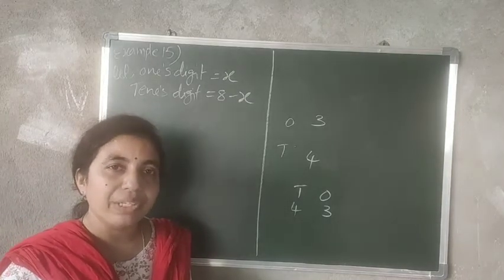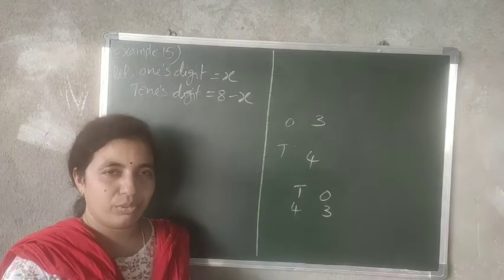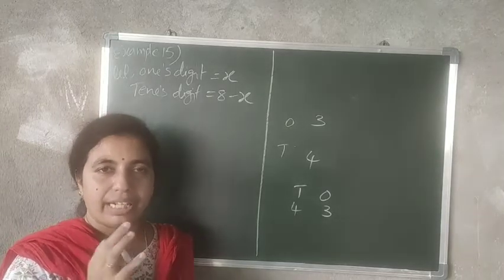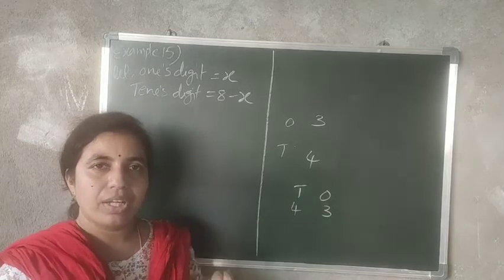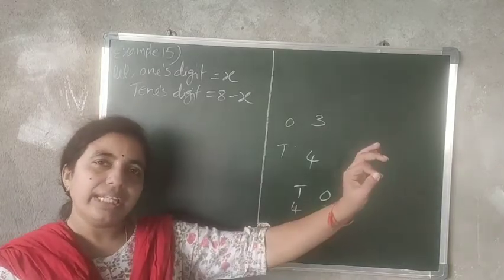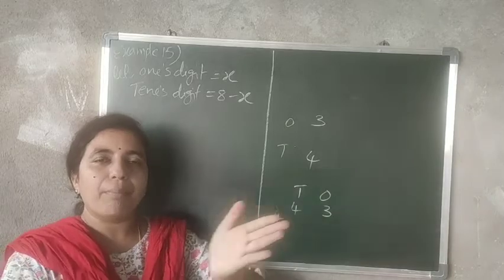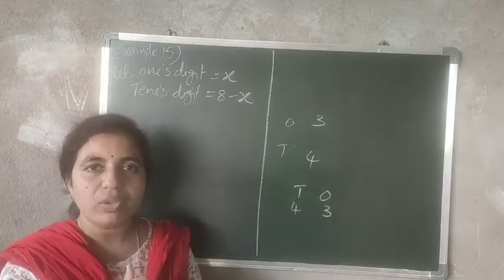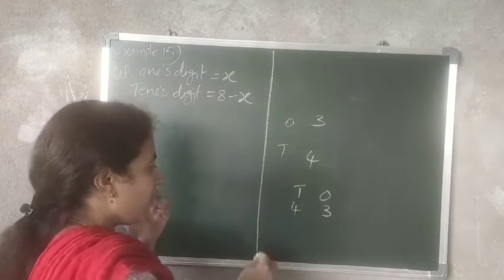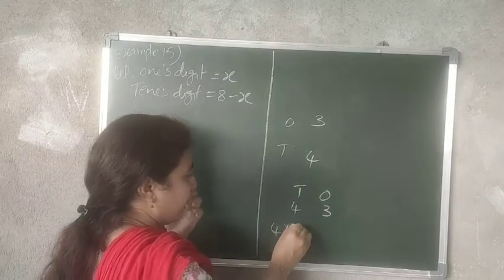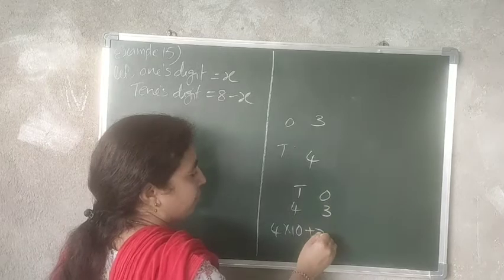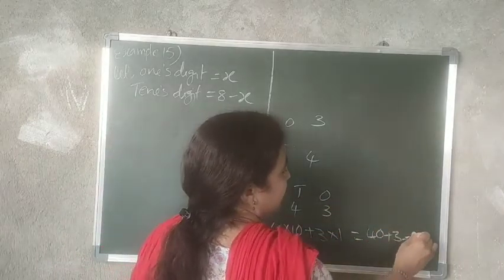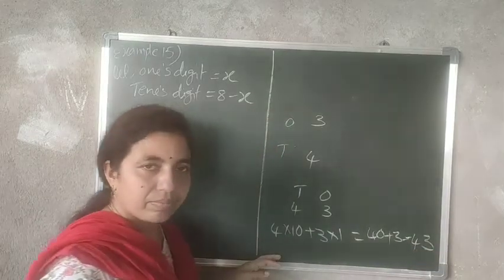How will you read? By using their place values. While writing also, we use their place values and then only we write. If you know only the digits, if you know ones digit and tens digit, to write them combinedly you have to use their place values. To write this one, 4 is in tens place, so 4 into 10 plus 3 is in ones place, 3 into 1. Now 40 plus 3 is nothing but 43.